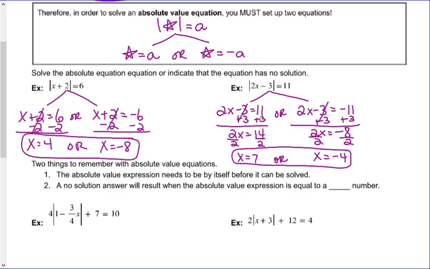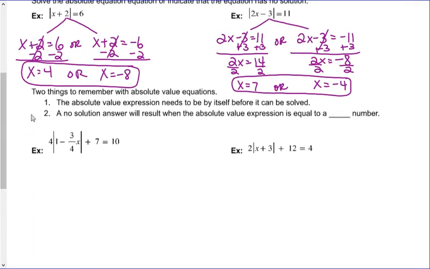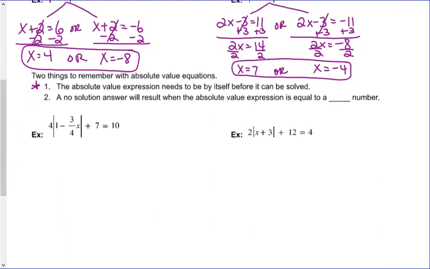Okay? All right, now here are the 2 things that you want to make sure that you remember. The absolute value expression needs to be by itself before it can be solved. And I always like to make sure it's on the left side for whatever reason, I guess that's what I'm just used to.